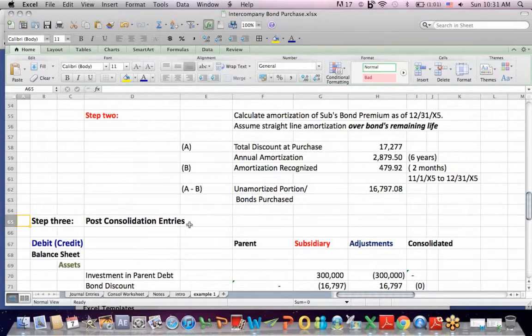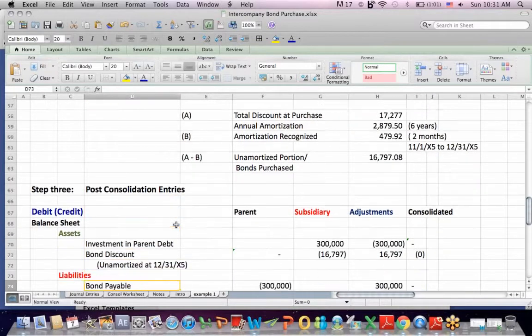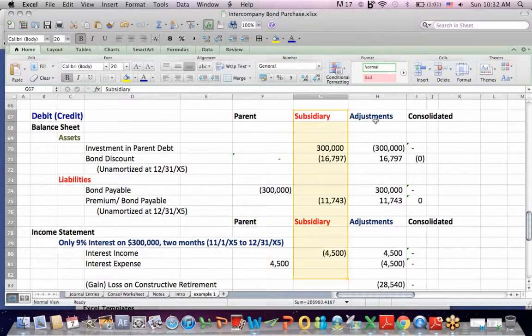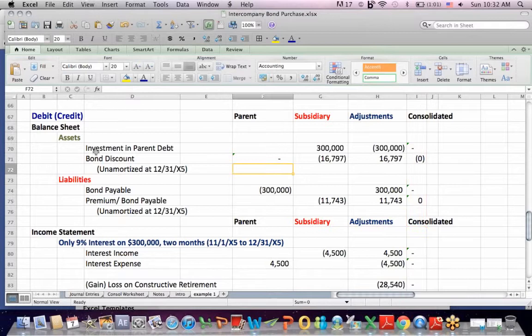And so step three here, we can post consolidation entries. Now, what I did was to say, here's what's on the parent's books. Here's what's on the subsidiary's books. We have to adjust everything to zero so that in consolidation, there's no entry. So if we think about it, the subsidiary had an investment in parent debit. We credit to get rid of it. Here's the unamortized portion of the subsidiary's discount on bond. We debit to eliminate that. Here's the bond payable, the $300,000 that the parent company owes to the subsidiary since the sub bought the bond. We debit to eliminate it. Here's the unamortized premium on bond payable that was on the parent's books. It was a credit. We debit to eliminate it.